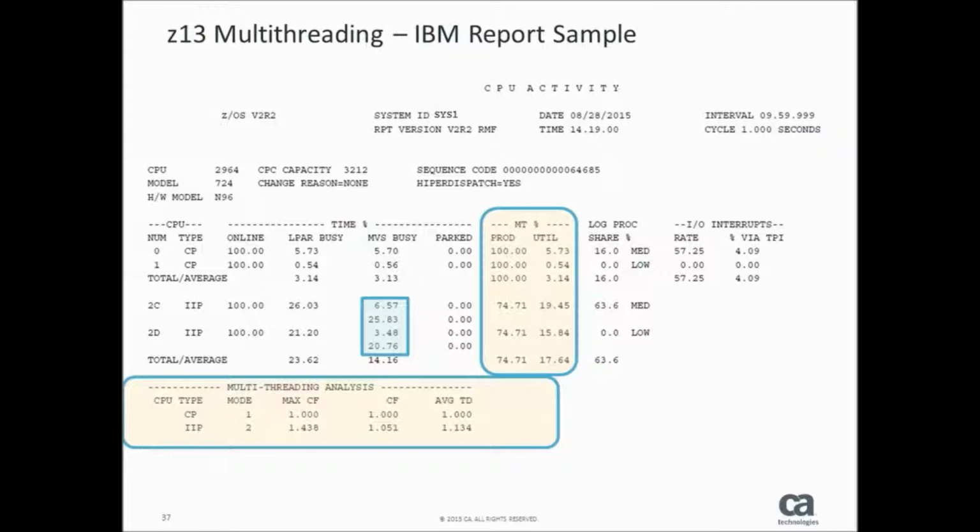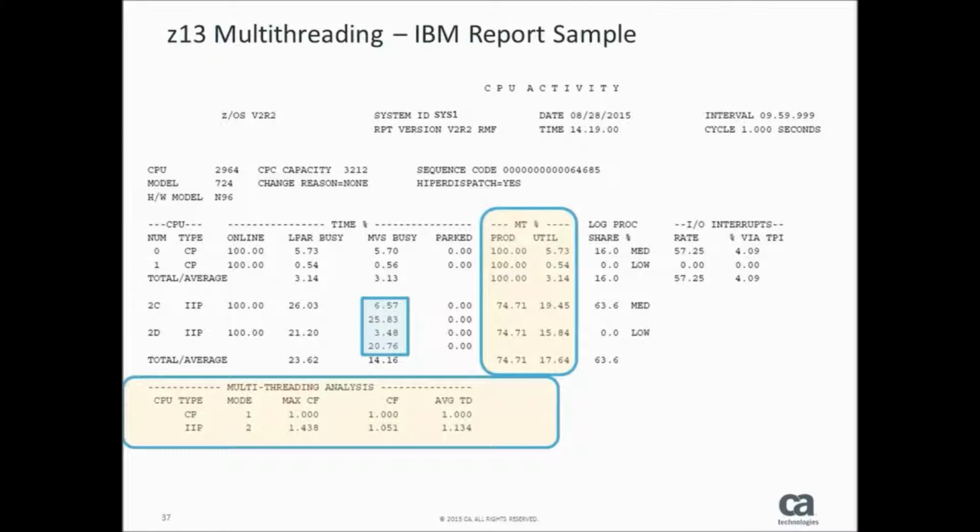So this is what the multi-threading IBM CPU activity report looks like. And the 2 large boxes are brand new. The report used to go MVS busy, parked, logical processor share, I/O interrupts. They've inserted this empty percent between a couple of previously existing values, and they've added this new thing called multi-threading analysis at the bottom.